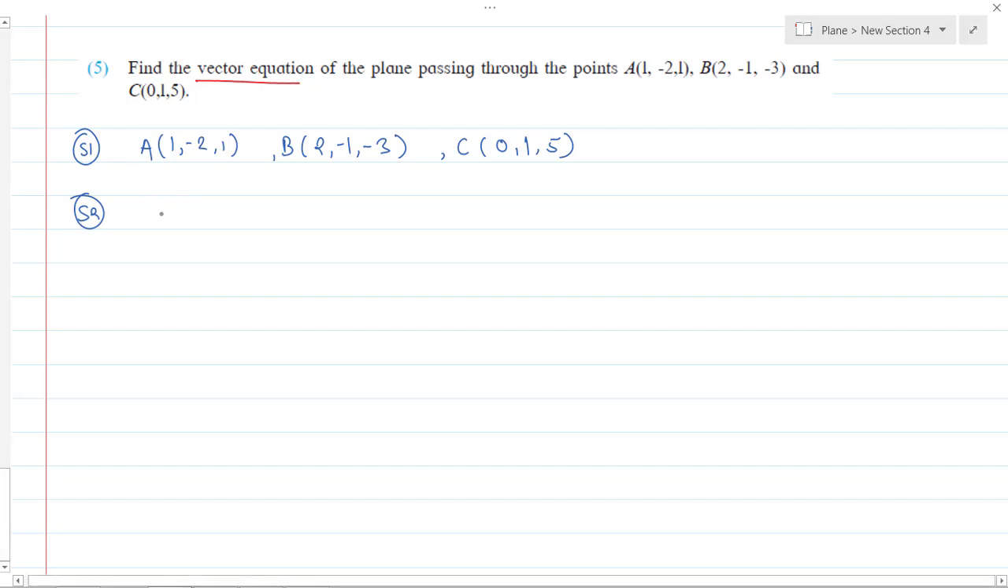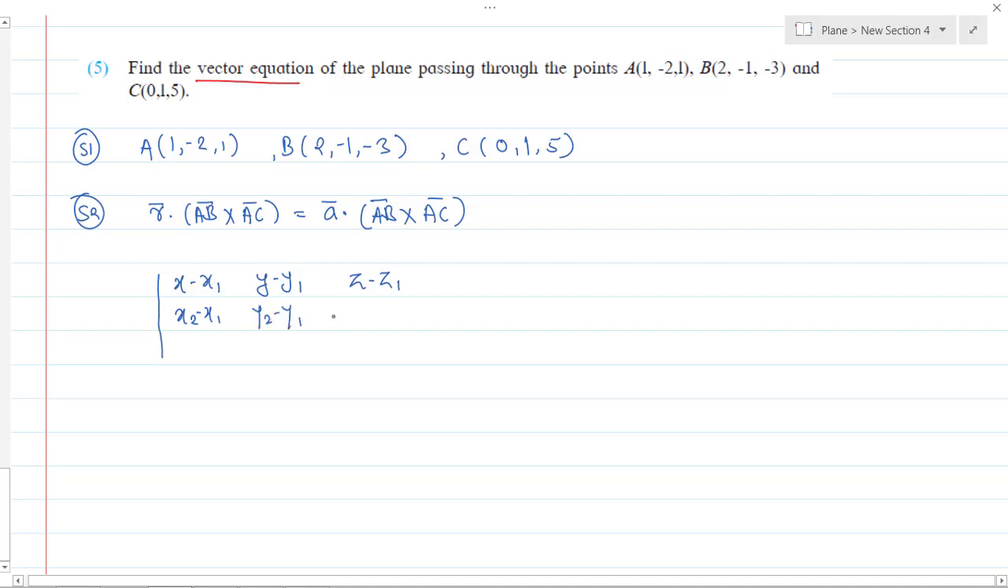Okay, so इसका vector form क्या है? It's r bar dot (ab bar cross ac bar) equals a bar dot (ab bar cross ac bar). This is the formula for the plane passing through the 3 points in vector form. The Cartesian form is very simple. It's the determinant with rows: x minus x1, y minus y1, z minus z1; x2 minus x1, y2 minus y1, z2 minus z1; then x3 minus x1, y3 minus y1, z3 minus z1. It is equal to 0. This gives the equation of the plane.